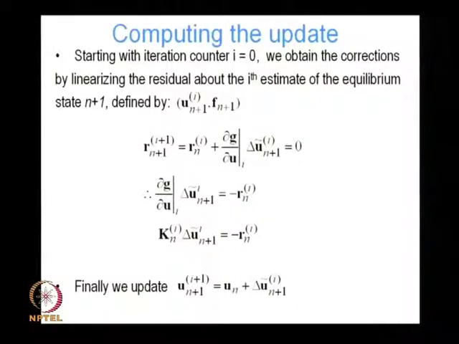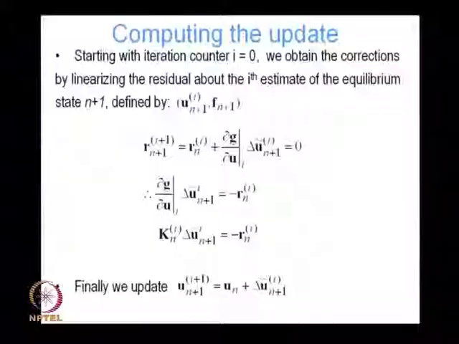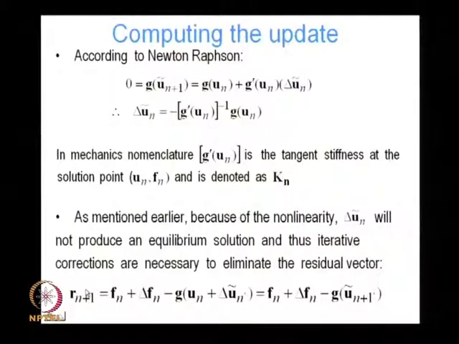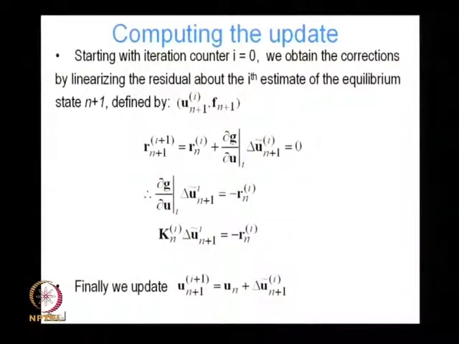So basically let us think of it like this. I have the residual at a certain iterate. Suppose I start with iteration 0, where for iteration 0 I have computed my del u tilde n like this, and that represents my iteration 0, and for that iteration 0 I have computed my residual like this. That residual is non-zero. So then I linearize the residual. So again I expand the residual in Taylor series about that iterate.